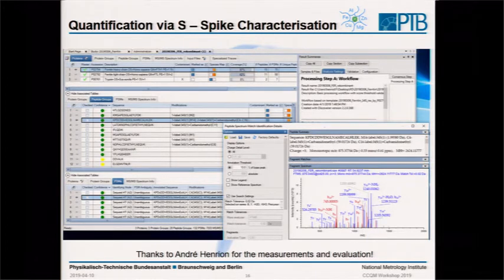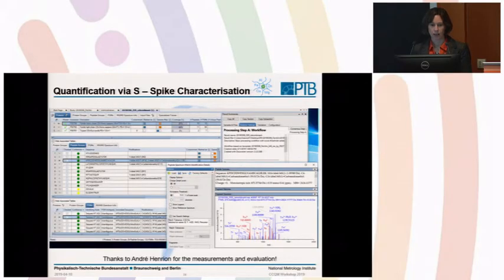And thankfully, our colleagues from the organic group, Andre Henrion, did some measurements for us. And we could see that we find both the light chain and the heavy chain with quite a good recovery. If you look into the specific peptides that were used for the identification, you can see a clear match, and a very good precision. We have a deviation of the expected mass of 0.61 ppm, so that's quite good.